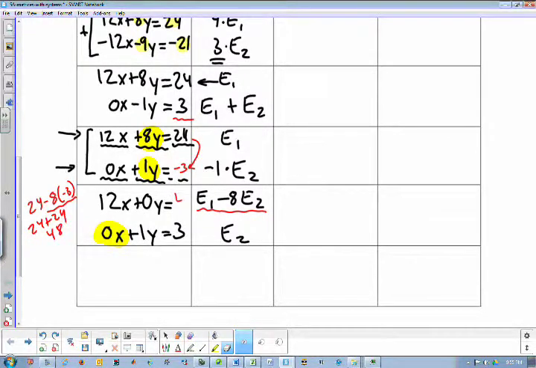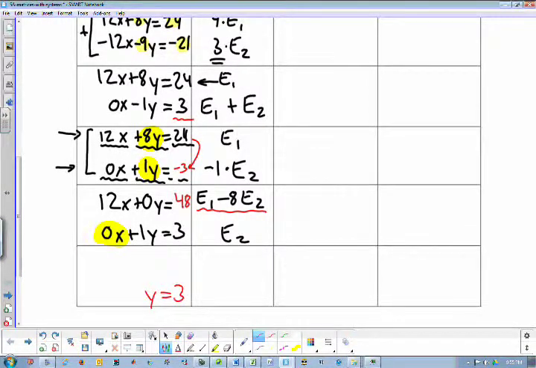Okay. 48. Now do some careful arithmetic there. All right, now we're looking pretty good. Okay. This last one down here now, we have y equals 3, and let's take this equation 1, and let's multiply this by 1/12, which is really just the same as dividing by 12.